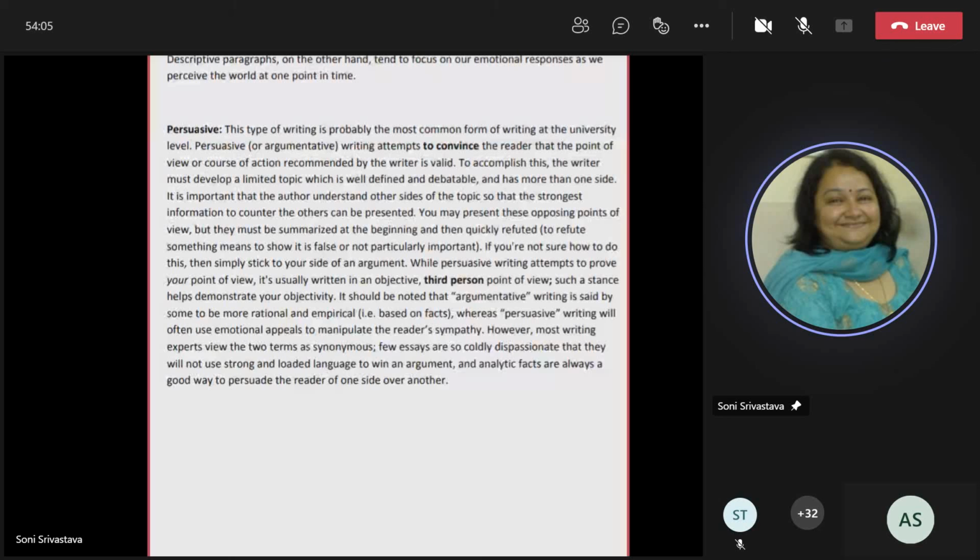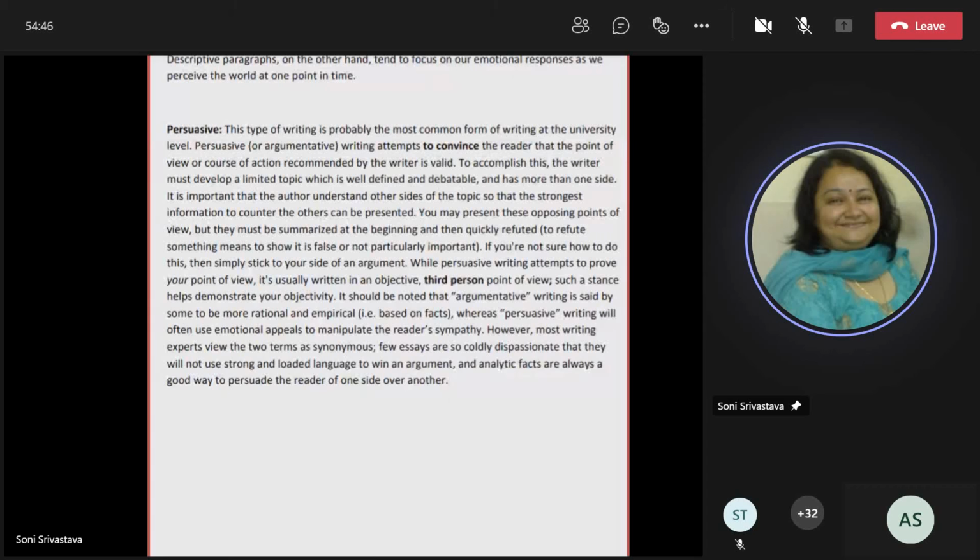While persuasive writing attempts to prove your point of view, it's usually written in an objective, third person point of view. Such a stance helps demonstrate your objective. It should be noted that argumentative writing is said by some to be more rational and empirical, that is, based on facts, whereas persuasive writing will often use emotional appeals, like in speeches. You must be noticing how emotionally people try to woo the voter and get him to their side, to manipulate the reader's sympathy. However, most writing experts view the two terms as synonymous.